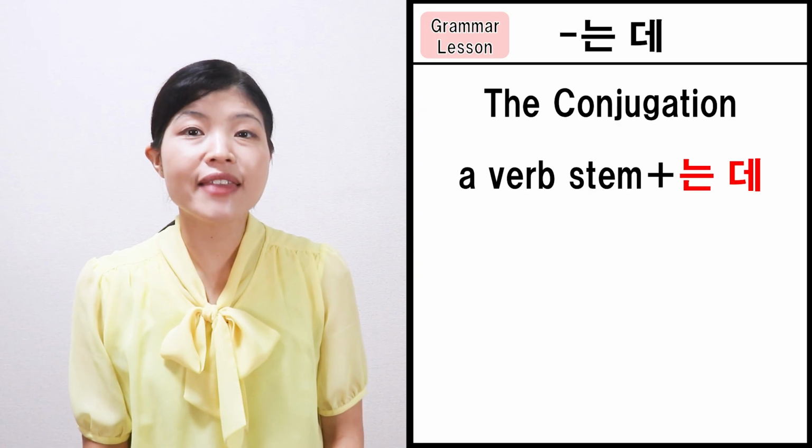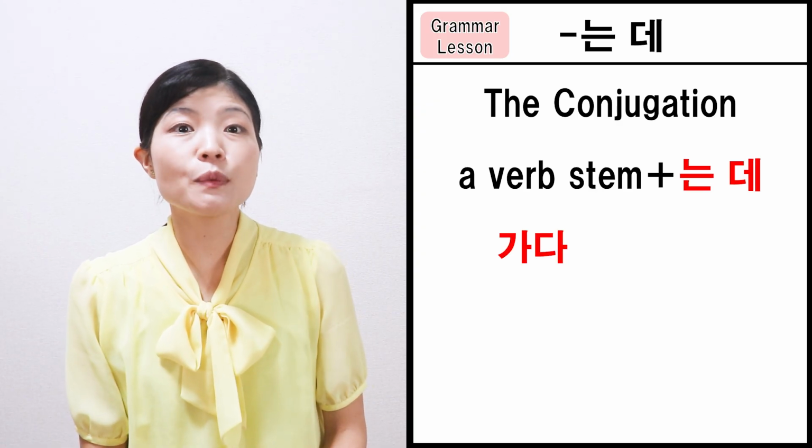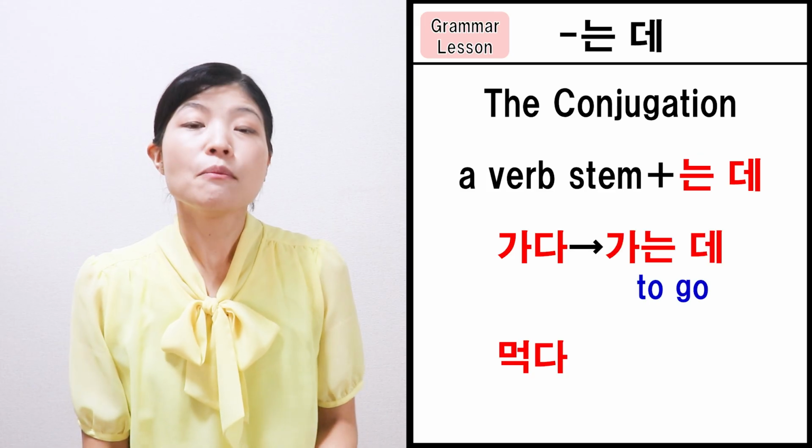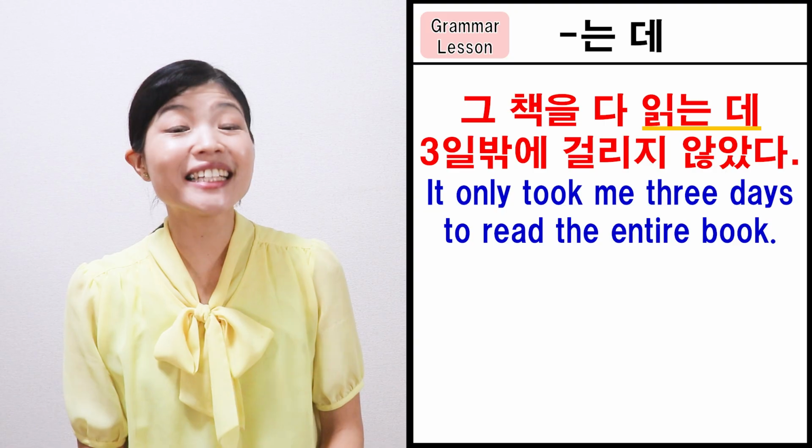The conjugation is that you add 는데 to a verb stem. For example, 가다 to go will be 가는데 to go. 먹다 to eat will be 먹는데 to eat. Now, let's look at examples.